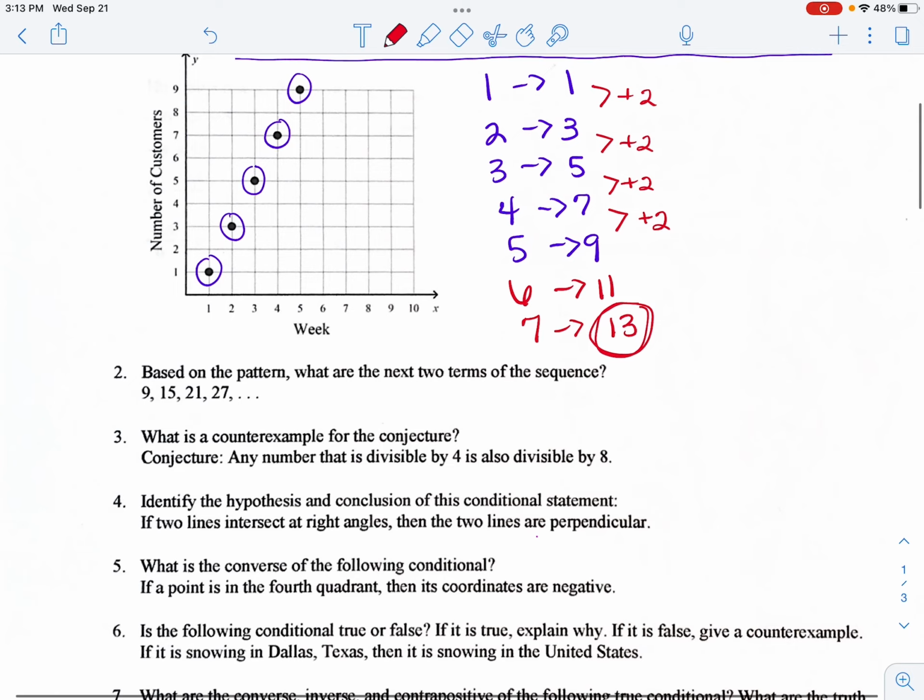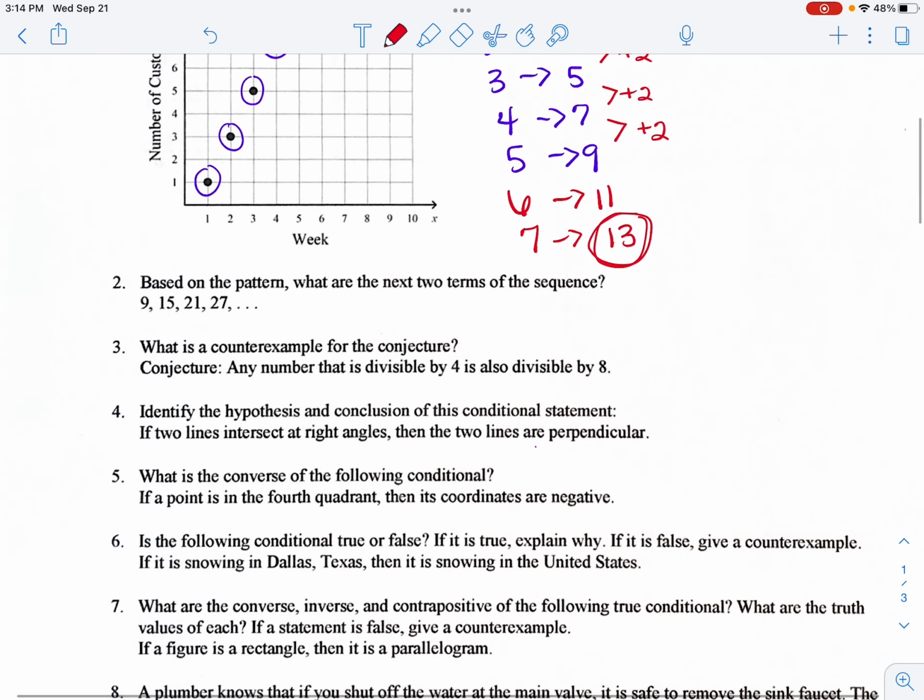Number 9, based on the pattern, what are the next 2 terms? Here, we can see that from 9 to 15, we're adding 6. 15 to 21, we're adding 6. 21 to 27. Again, you're just looking for the pattern. So the next 2 terms would be 33 and 39.